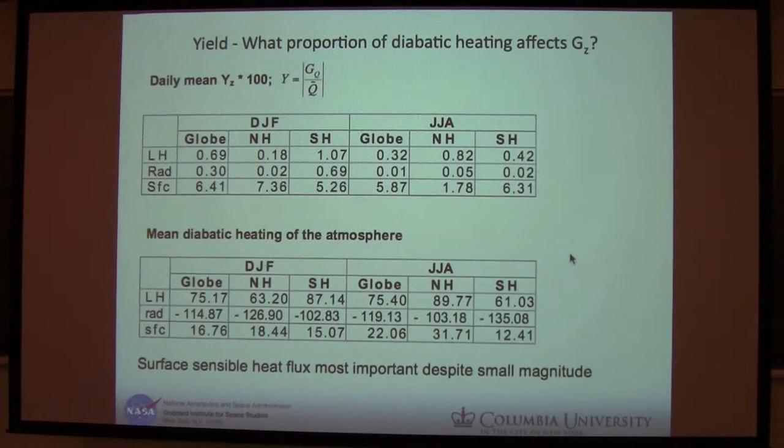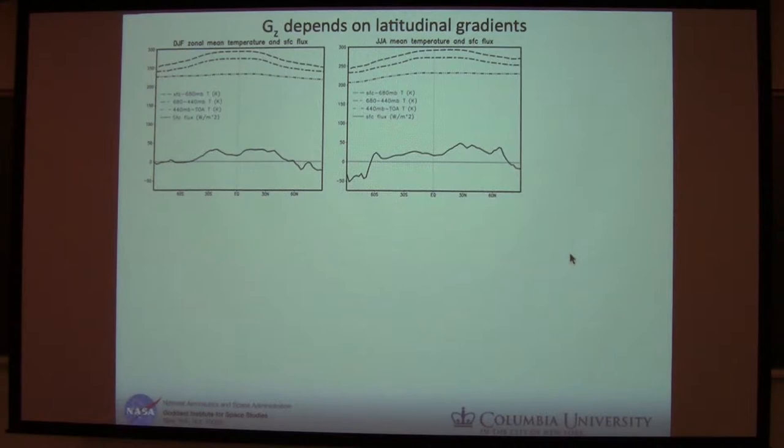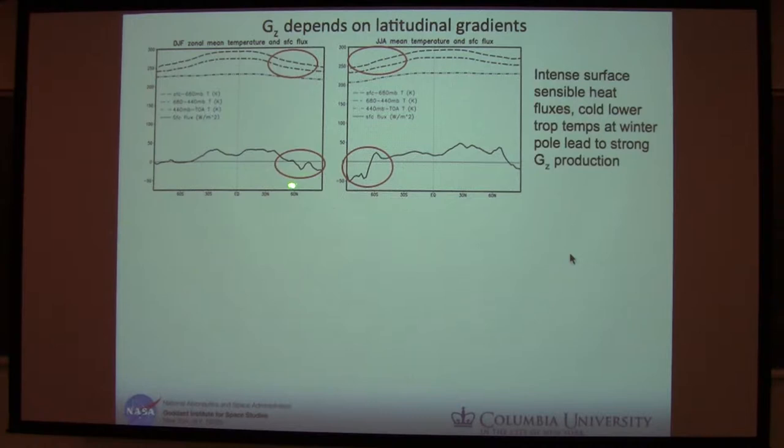So why might that be? GC depends on the latitudinal gradients of temperature and heating. So up here we have temperature. This is zonal mean temperature. This is DJF, and this is JJA. So those cartoon plots that I showed before would represent kind of an average of these two. This top curve is the lower troposphere temperature. This is the middle troposphere temperature, and this is the upper troposphere temperature. And down here we have surface sensible heat flux. This is the northern pole. This is the southern pole. What we notice here is that the strong gradient in sensible heat flux at the winter pole occurs at the same place as the strong gradient in temperature. So we have a strong positive correlation between temperature and heating gradients, and we have strong GC production.